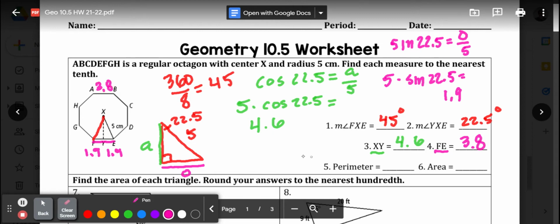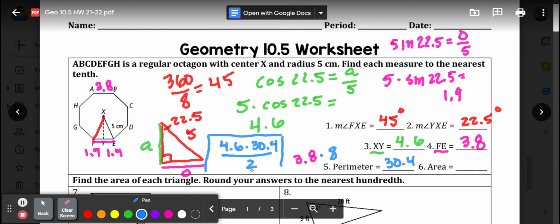Now, if I want the perimeter, I'm just going to take 3.8 and multiply it by the 8 sides. That's going to give me 30.4. Okay, so I have my apothem in green and my perimeter. So we just have to do 1/2 apothem times perimeter. Let's do that in this box right here. Apothem 4.6 times perimeter of 30.4 and divide by 2. I'm throwing that in my calculator, and we get 69.9, rounded to the nearest tenth. Sounds like a good answer to me.